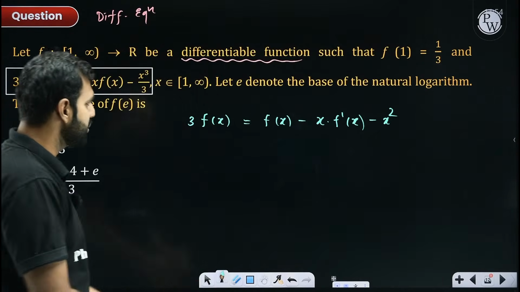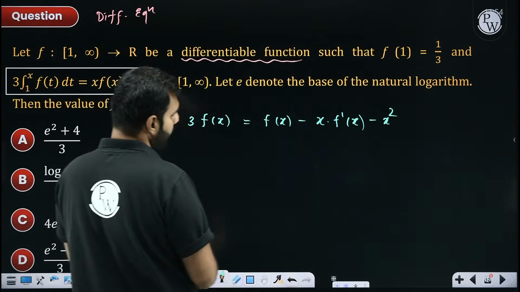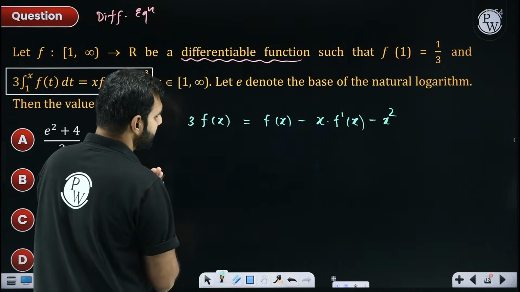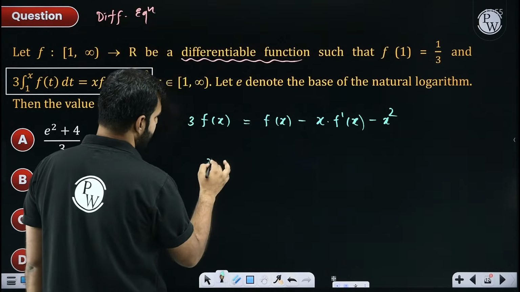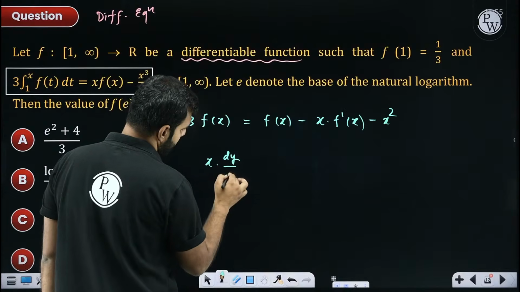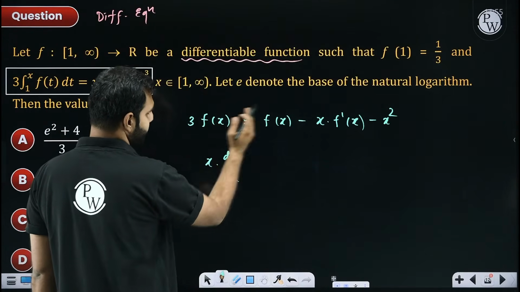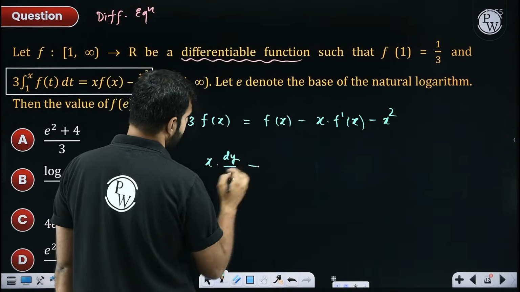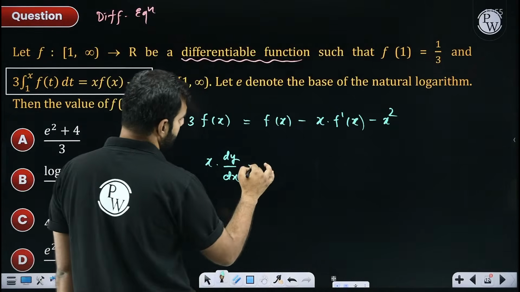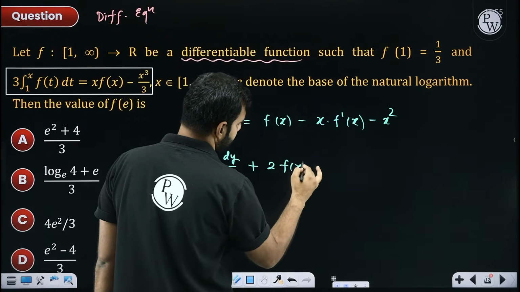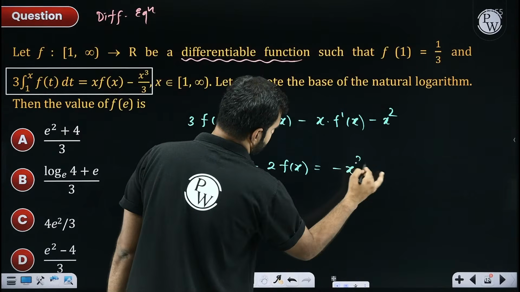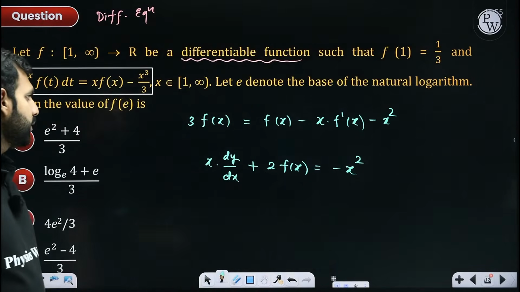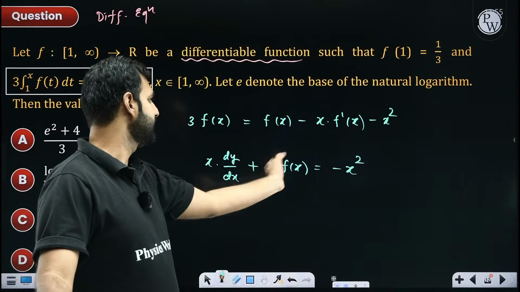Now, when I rearrange it, I hope I can take all these terms on the other side, on the left hand side. So it becomes x f dash x, which I can write as x dy by dx. This is 3f(x) minus f(x), that is clearly plus 2 times f(x). And there on the right hand side, you are left with minus x square. Correct me if I'm wrong. So here you have x dy by dx plus 2f(x) is equal to minus x square.